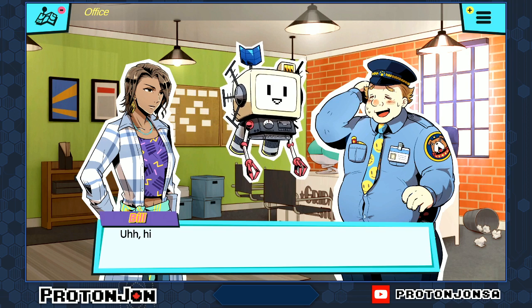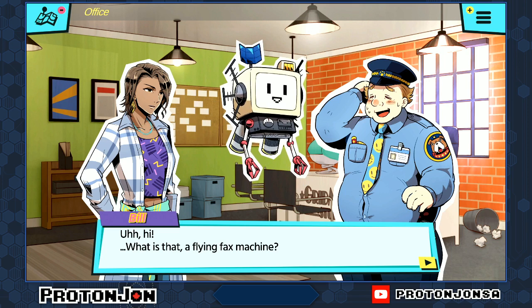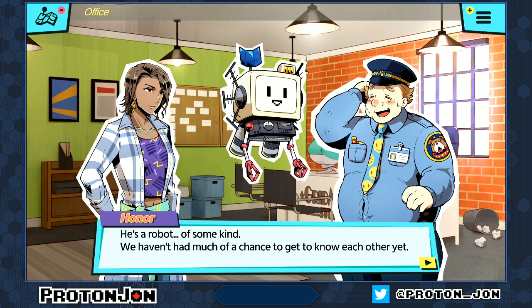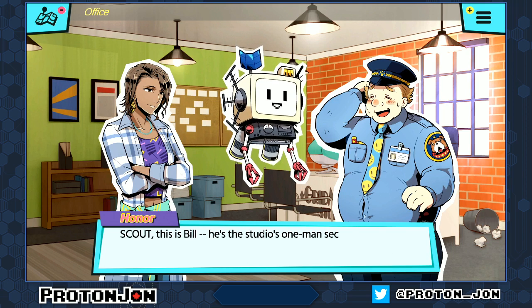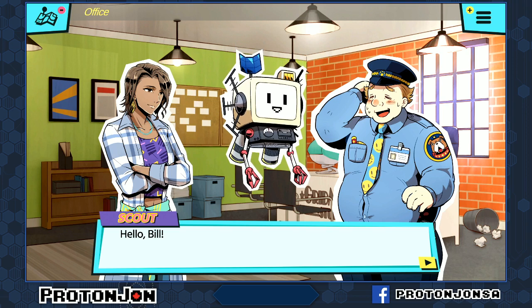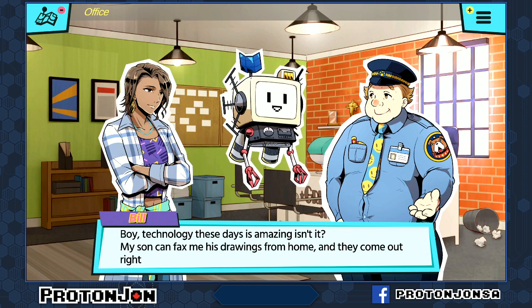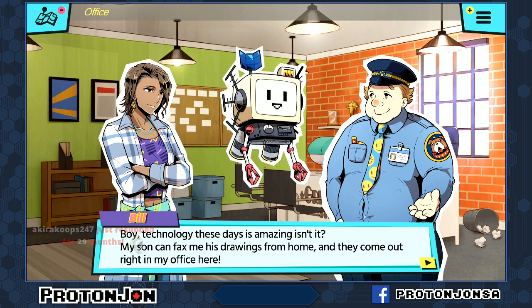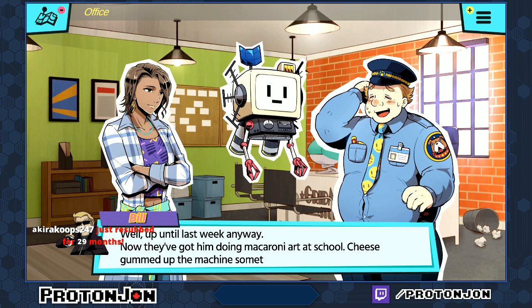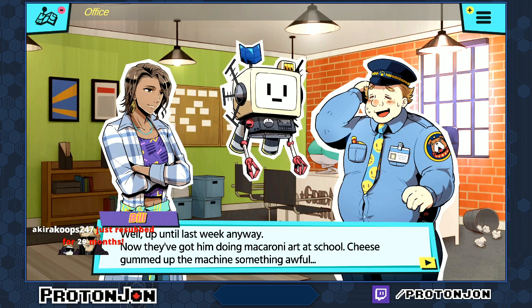I am Scout! Hi! What is that, a flying fax machine? He's a robot of some kind. We haven't had much of a chance to get to know each other yet. Scout, this is Bill. He's the studio's one-man security team. Hello, Bill. Boy, technology these days is amazing, isn't it? My son can fax me his drawings from home and they come out right in my office here. Well, up until last week anyways. Now they've got him doing macaroni art at school. Cheese gummed up that machine, something awful.